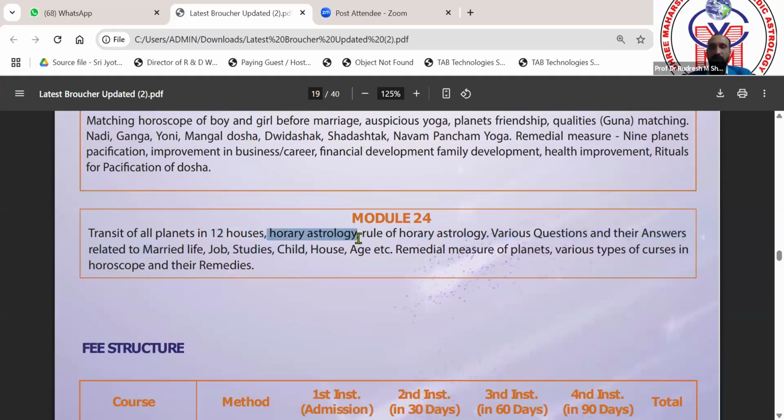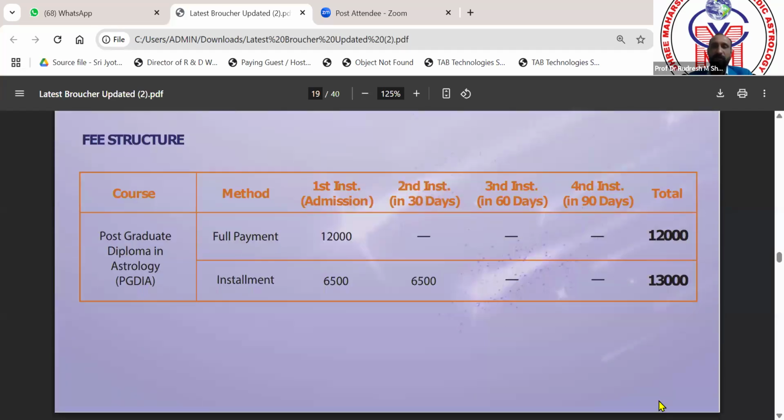The horary astrology is also included in this. And how does the person get the answer for a particular question, whether it is marriage life or related to career or related to studies or related to wealth creation, as well as the remedial measures for overcoming those problems. And the fee structure for this is 12,000 rupees in one-time payment.